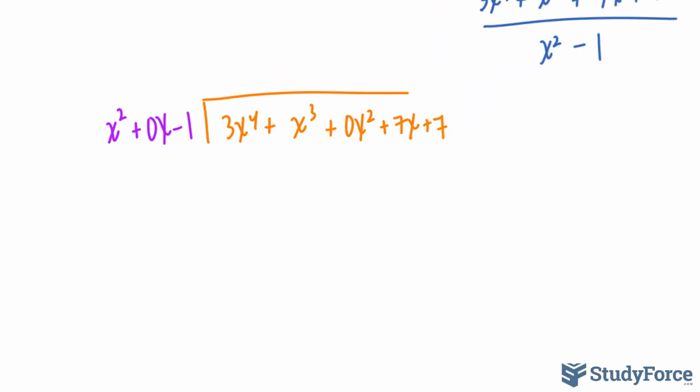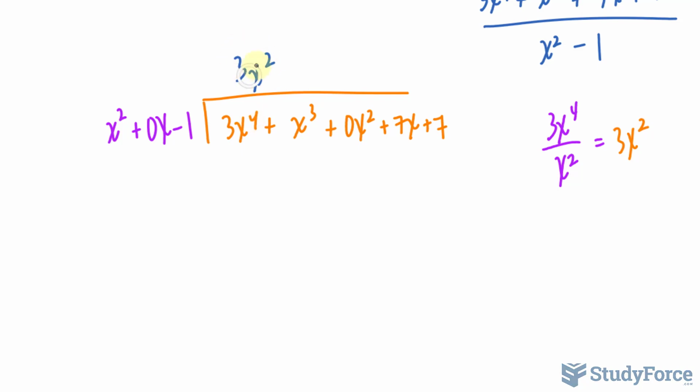So here's how it's done. Starting with this very first term, 3x to the power of 4, we will divide that by x to the power of 2. 3x to the power of 4 divided by x to the power of 2. Using the laws of exponents, we subtract 4 minus 2, which gives us 3x to the power of 2. So I'll write that down, 3x to the power of 2.